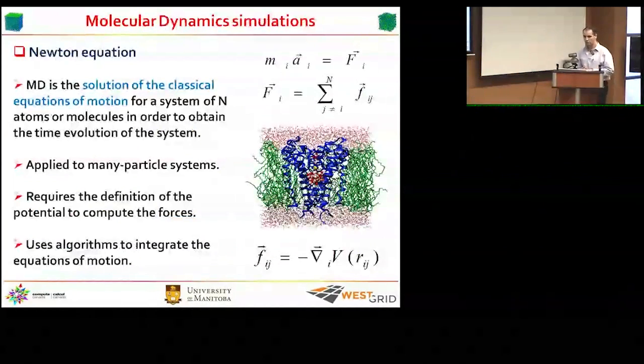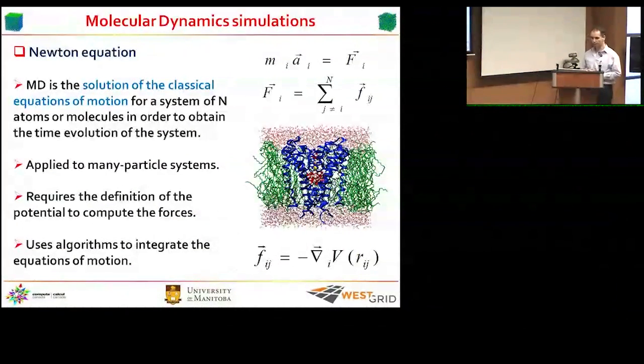Now, what is exactly molecular dynamic simulation? Molecular dynamic simulation is the solution of Newton equations. So we have Newton equations. We have the mass, the acceleration, and the forces. We consider a set of n atoms or molecules. Then we solve the equation of motion using some algorithm. I will talk about this later.